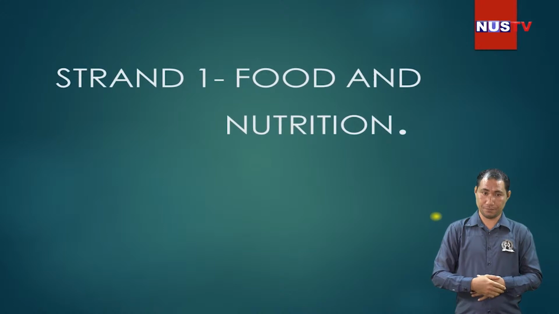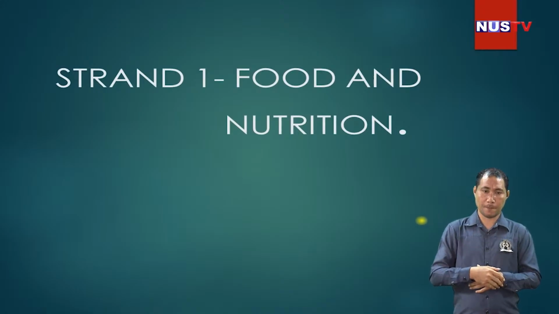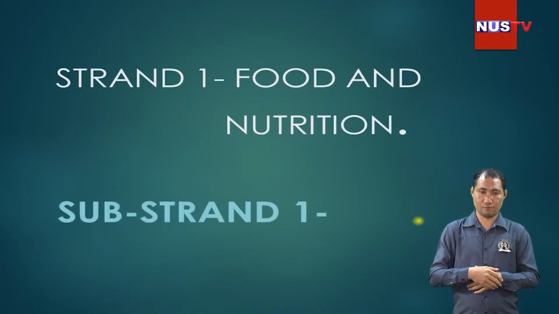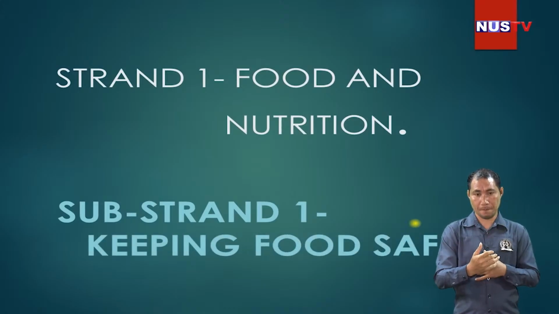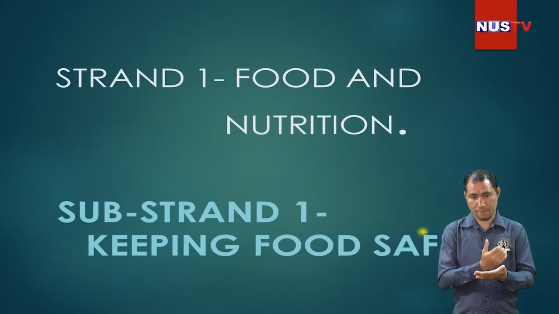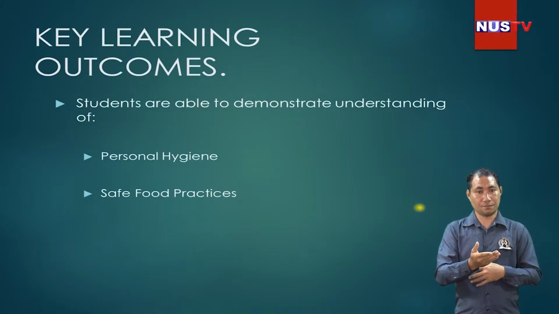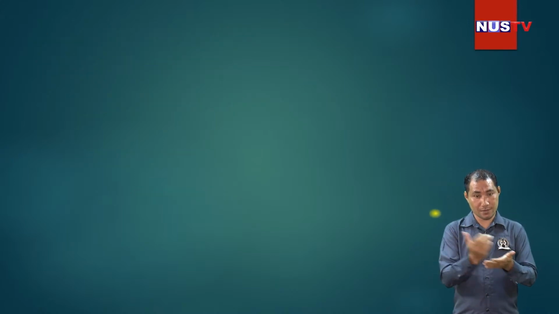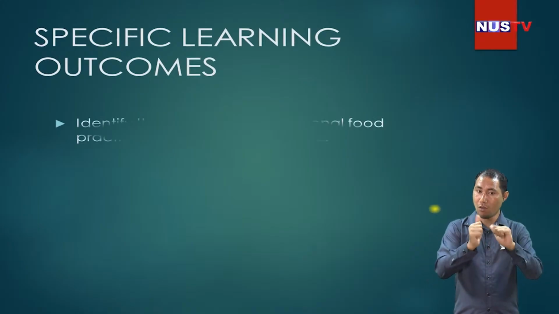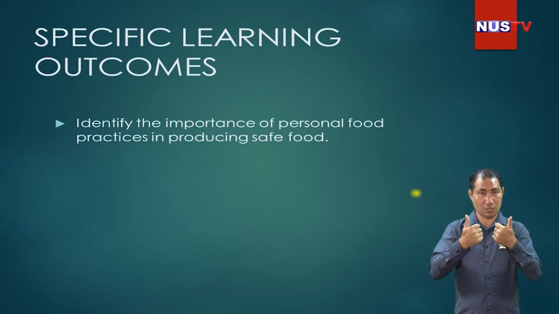From our strand 1, which is food and nutrition, substrand 1, which is keeping food safe. The key learning outcome is that you are able to demonstrate understanding of personal hygiene and safe food practices. So by the end of our lesson, you are able to demonstrate understanding of personal hygiene and safe food practices.